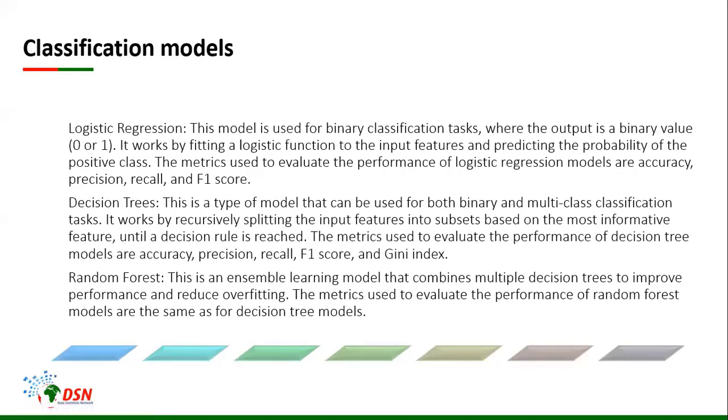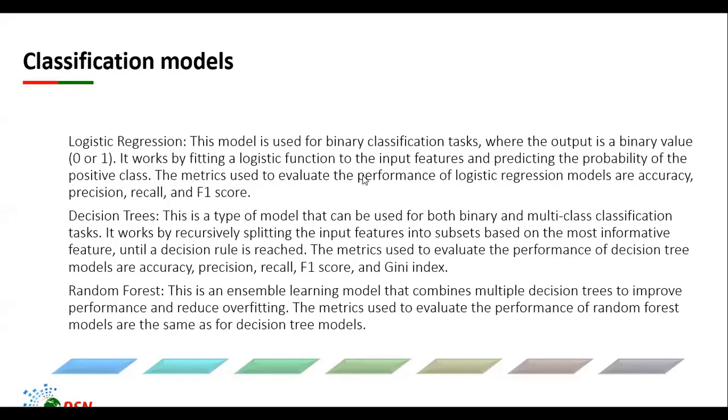All right, so we have the classification models. Just like I mentioned, we pay attention to supervised machine learning, which is regression and classification. So under classification models, we have logistic regression, the decision tree, and the random forest. This is just to mention a few that we can work with if we have a task relating to classification.